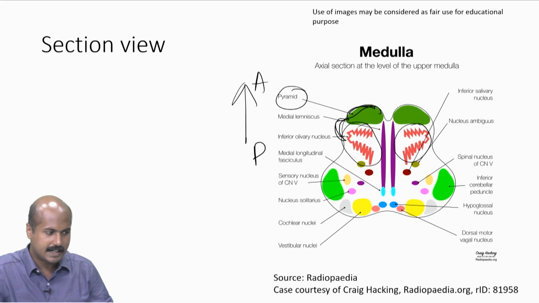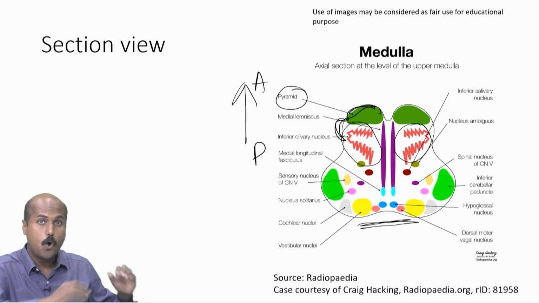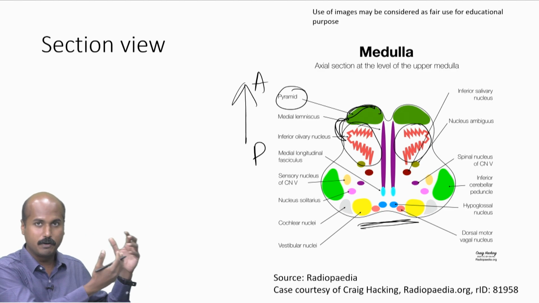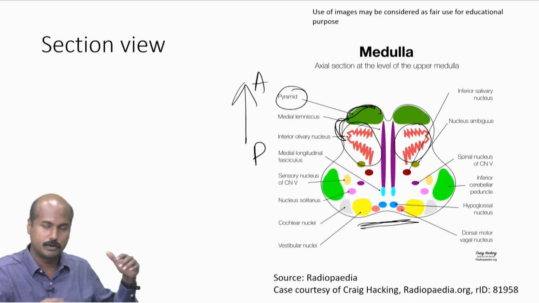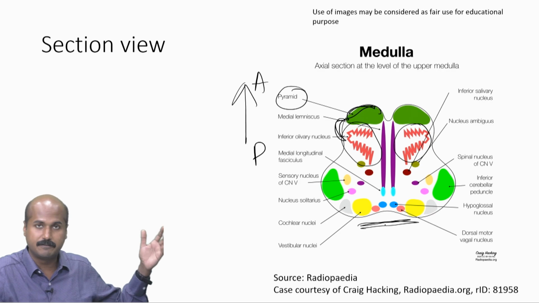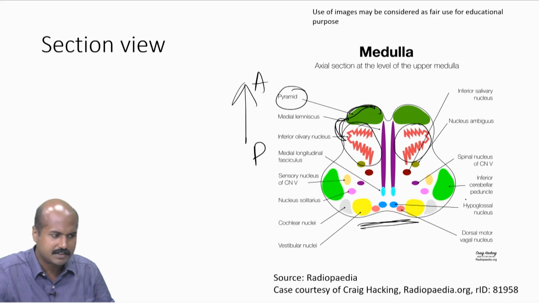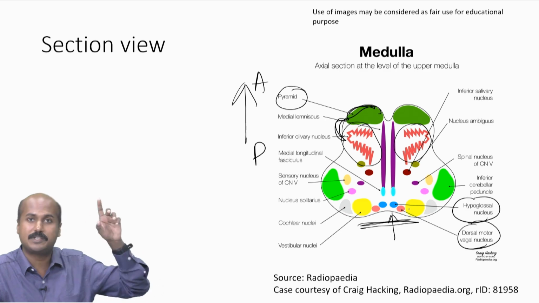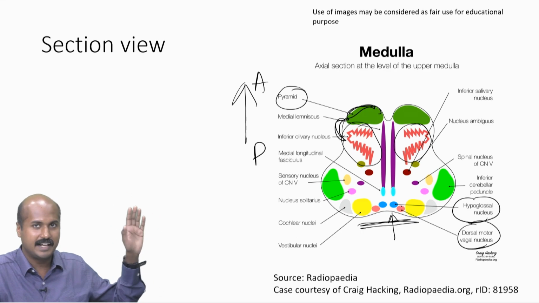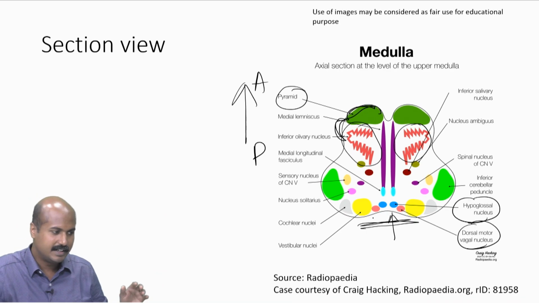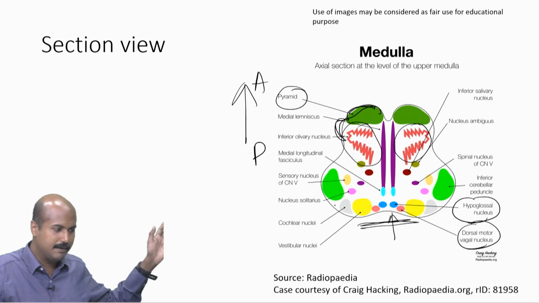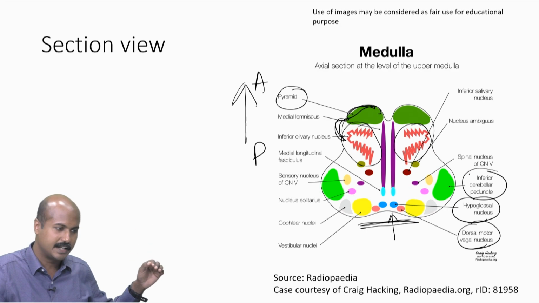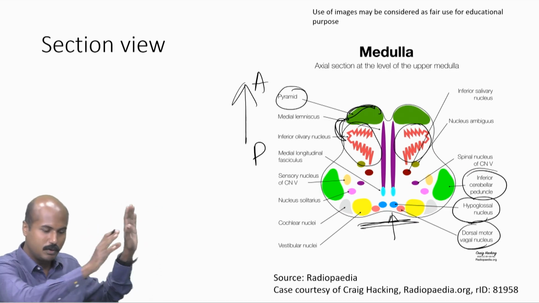Now, this posterior aspect, as you can see here, is the open part of the medulla, that is the floor of the fourth ventricle. So, this is the lower aspect of the floor of the fourth ventricle. If you look at the structures here, on the medial aspect you can see the hypoglossal nucleus, and on the more lateral aspect you can see the vagal nucleus. That is why it was called the hypoglossal area and the vagal area medially and laterally. And over more lateral side you can see the inferior cerebellar peduncles. Okay, that is on the more lateral aspect.